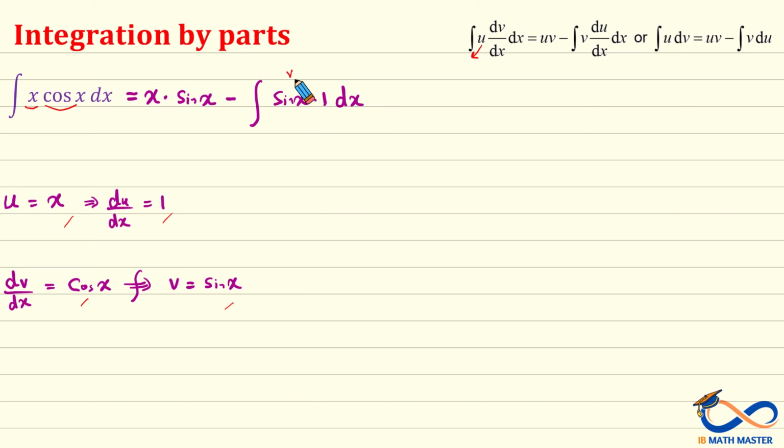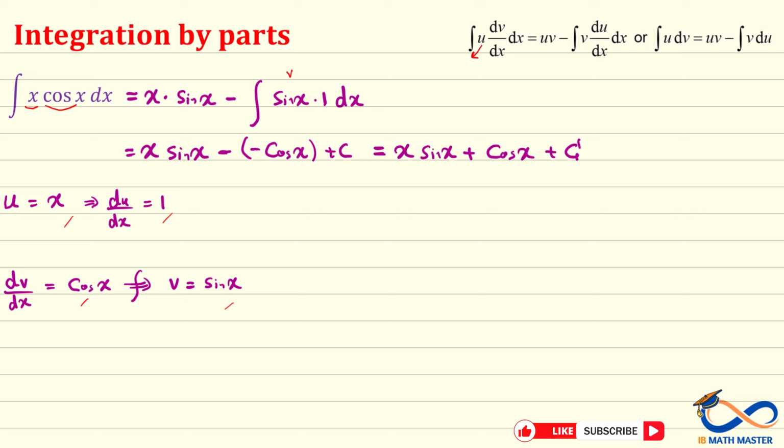As we know, when we integrate sine x, it will be negative cosine x. So here, the same answer can be written like this. The integration of sine will be negative cosine x plus the constant of integration c. Here we have two negatives and that will be plus. So the final answer will be x sine x plus cosine x plus c. This is now the answer to this integral.